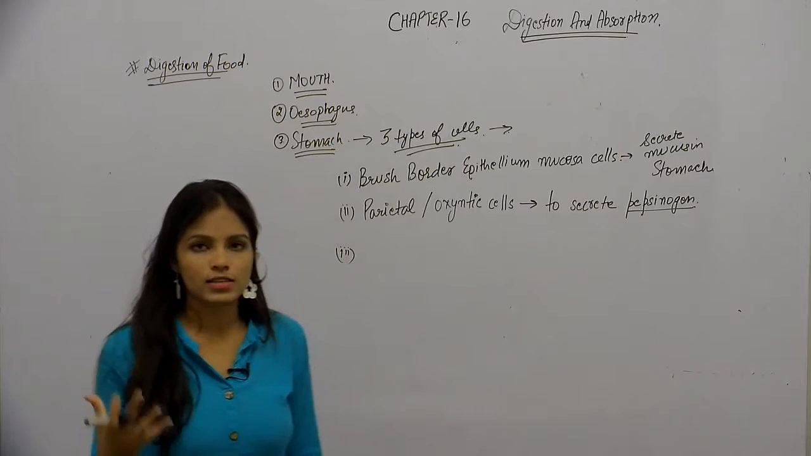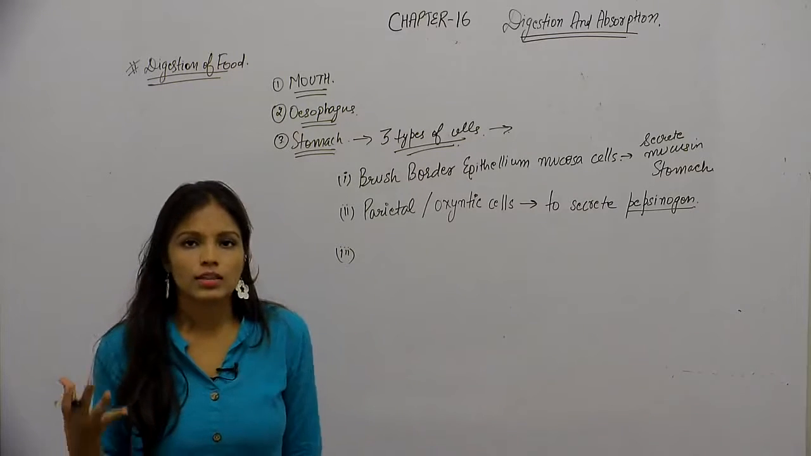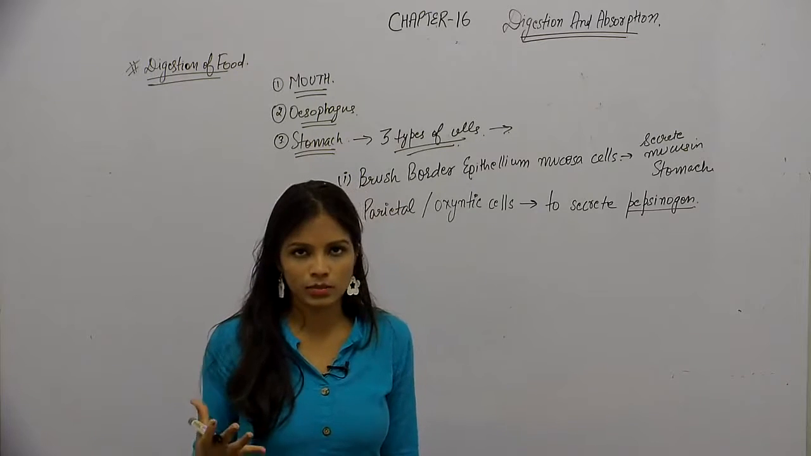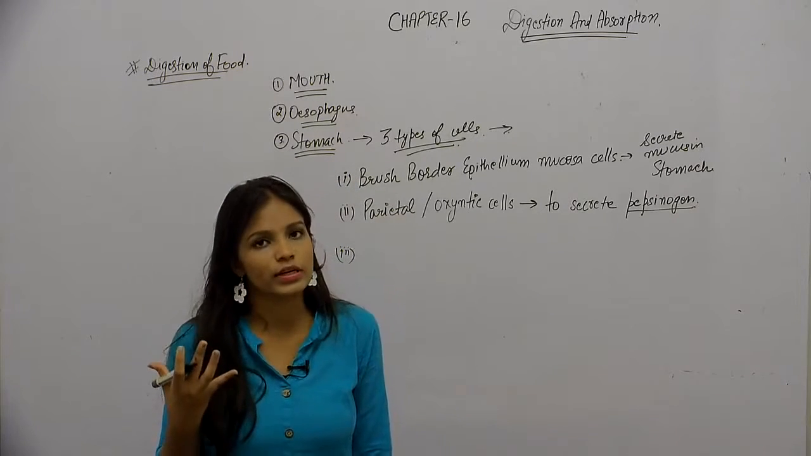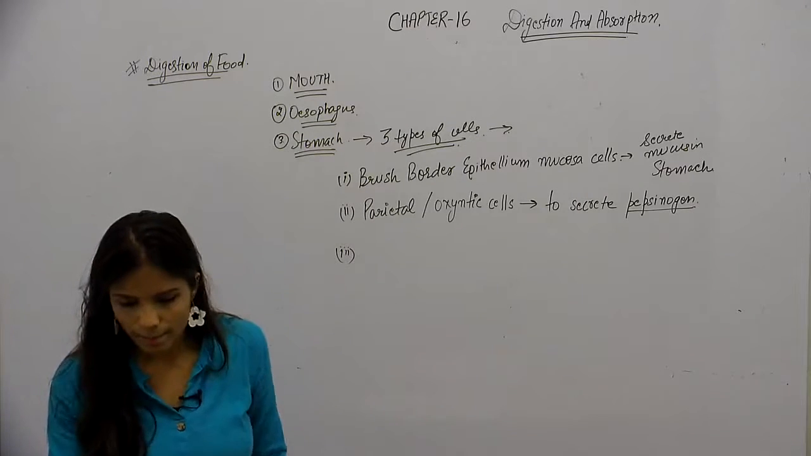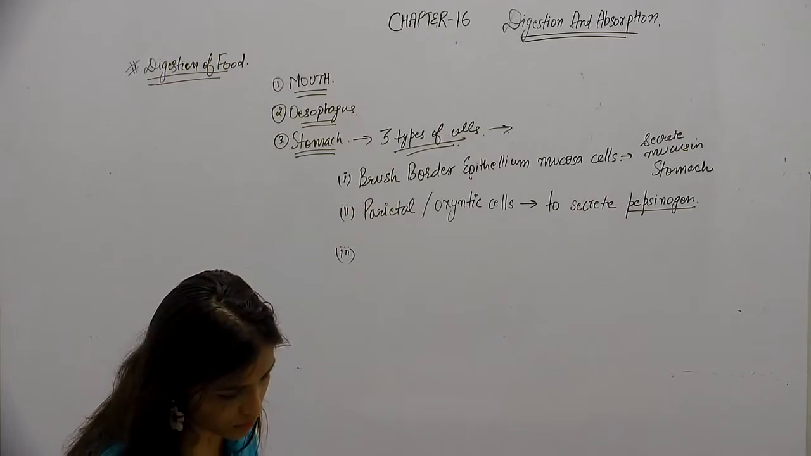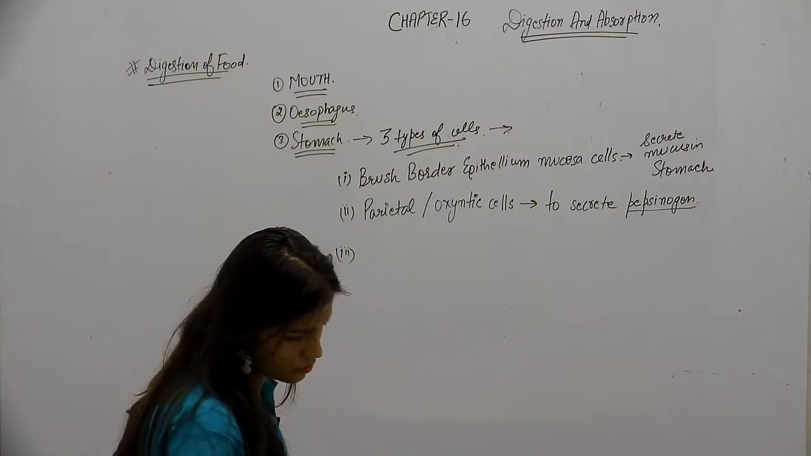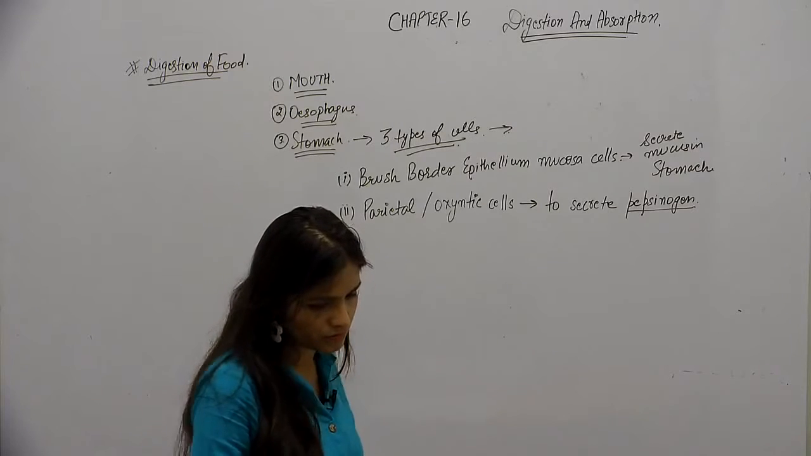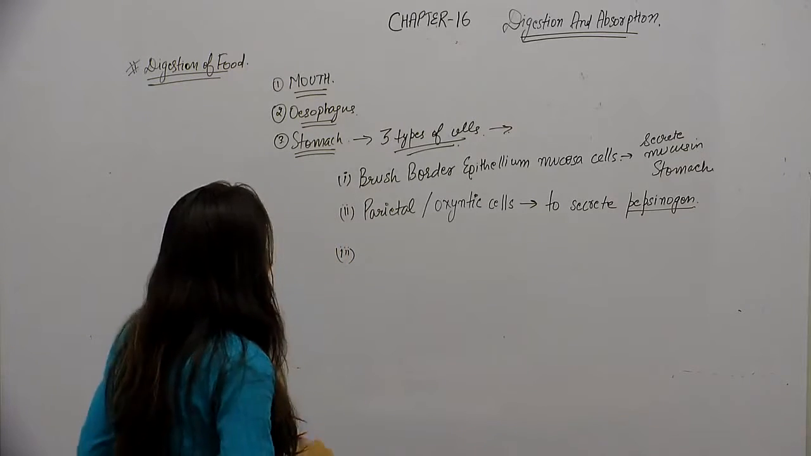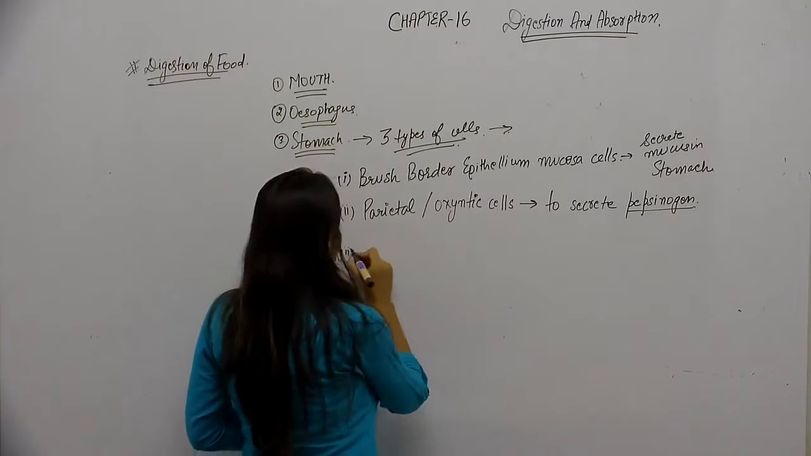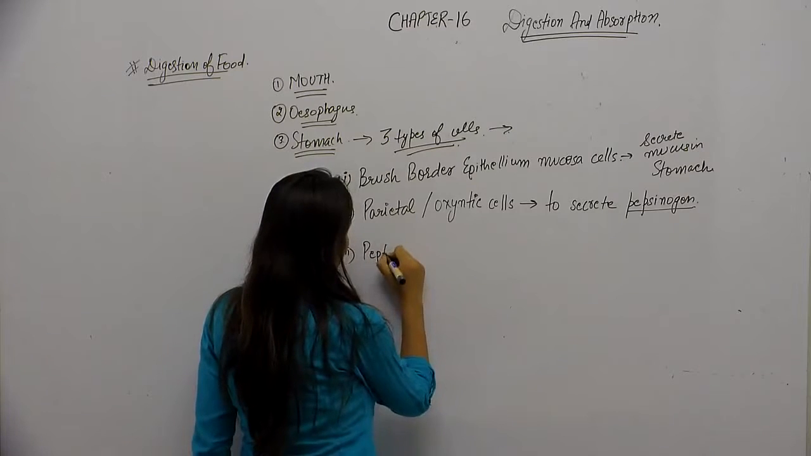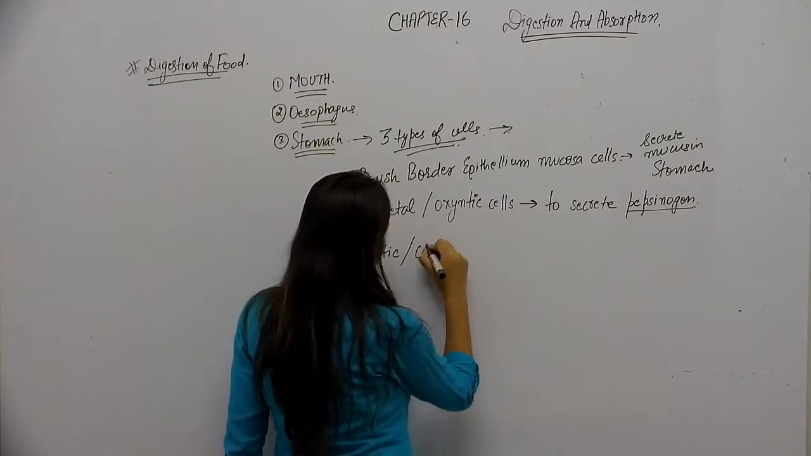secretes HCl. We all know that in the stomach there is HCl present. The HCl helps in maintaining the acidic medium, and the pH of that HCl is 1.8. The third type of cell is the peptic or the chief cell.